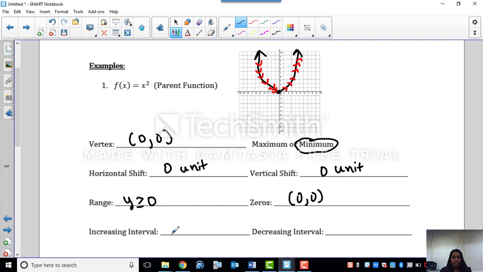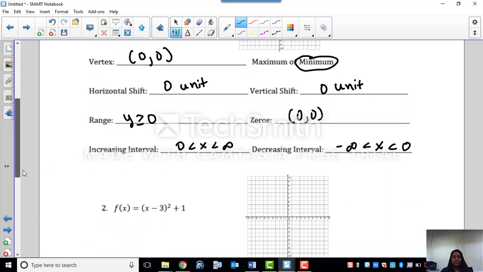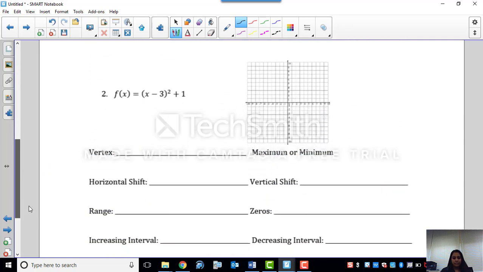So it is increasing from 0, x is between 0 and positive infinity. It means it's increasing from 0 and up, 0 and to the right, I mean. And then decreasing from negative infinity, x is between negative infinity and 0. Okay? Let's go to some better examples.